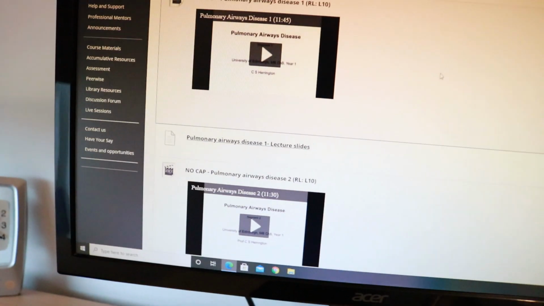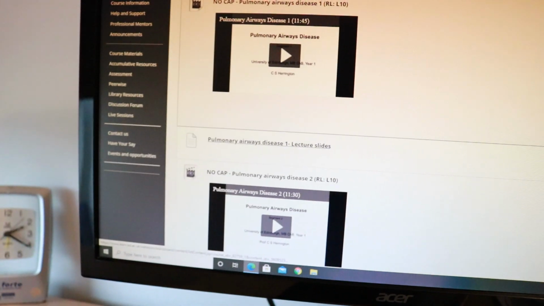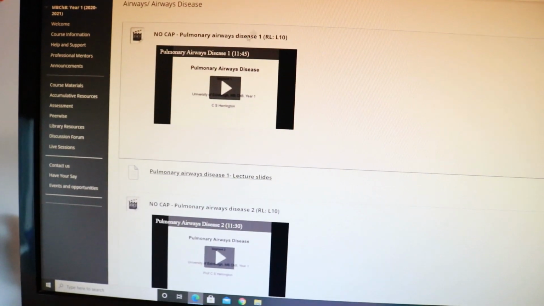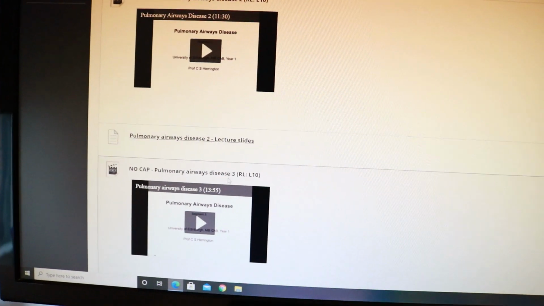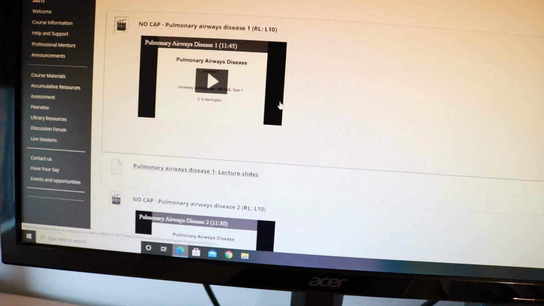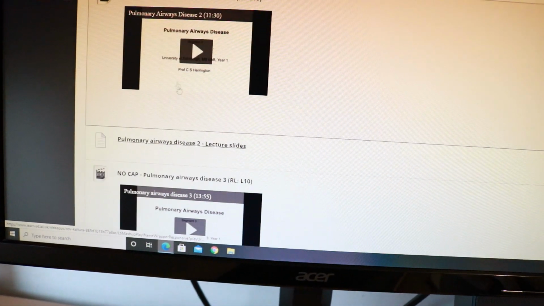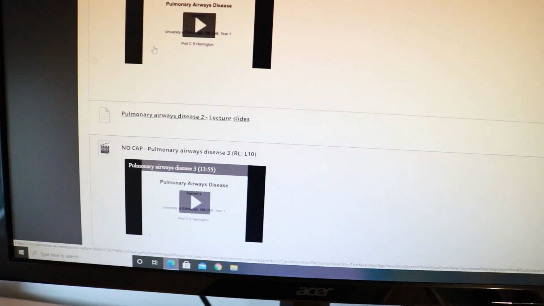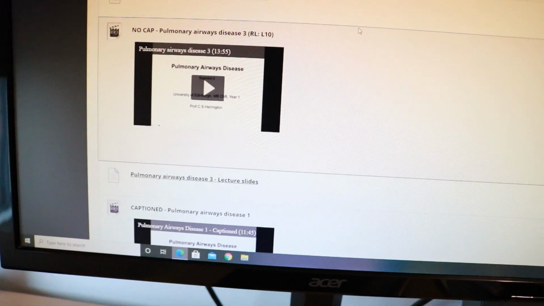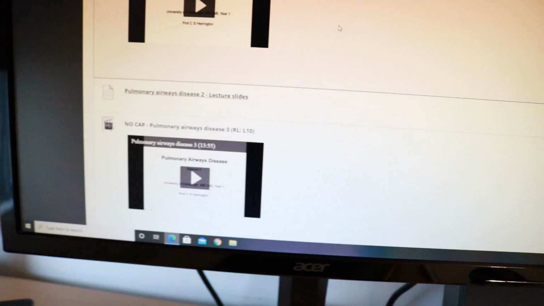I'll just show you guys quickly and then we'll get into it. As you can see here, we're going to be looking at airways and airways disease. I've got pulmonary airway disease 1, 2 and 3 to get through. These are 3 lectures I'm going to be doing just now: an 11-minute one, another 11-minute one, and then a 13-minute one. As always, I'll be taking notes on my Tab S7 Plus, and I'll just get through these 3. It'll probably take me around an hour, and we'll just get on with it.